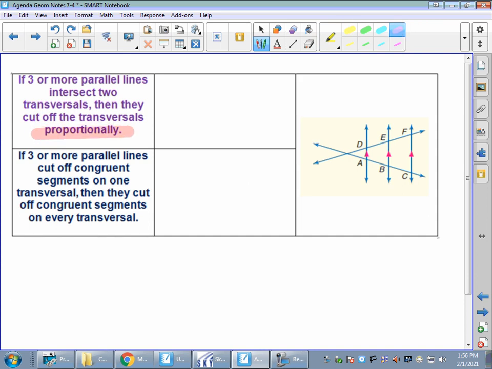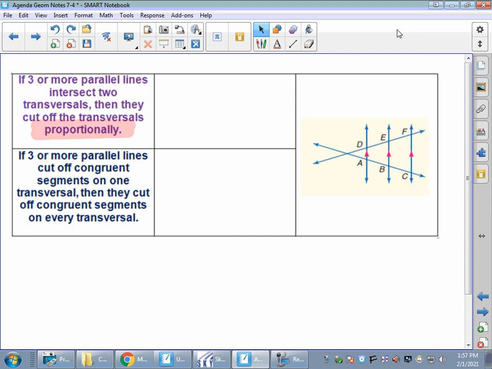Tells you how you're going to set up a problem, right? You're going to set up a proportion. So over here on this diagram to the right, do you see 3 or more parallel lines? I see 3. They happen to be the vertical lines. DA, EB, and FC are all parallel. I know because they've got the parallel symbols, arrows on them. I've got 2 transversals, line AC and line DF are transversals.